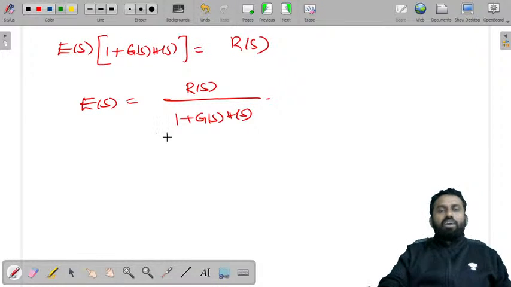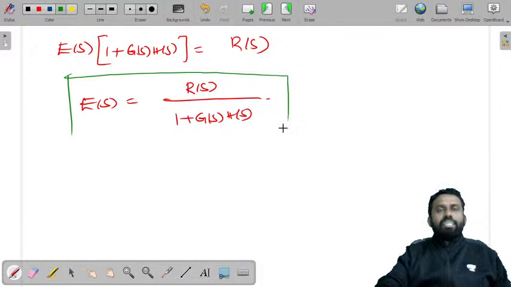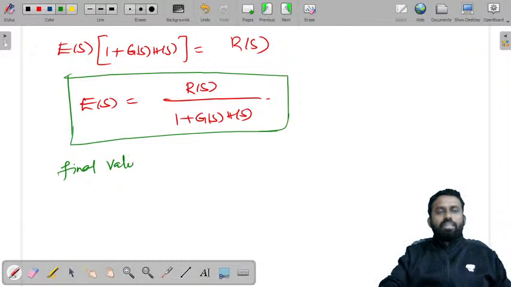Now E of s is equal to R of s by 1 plus G of s into H of s. Now you need to find the error ESS. Error is generally denoted by ESS. To obtain ESS from this, apply the final value theorem. What is the final value theorem? Let us see.